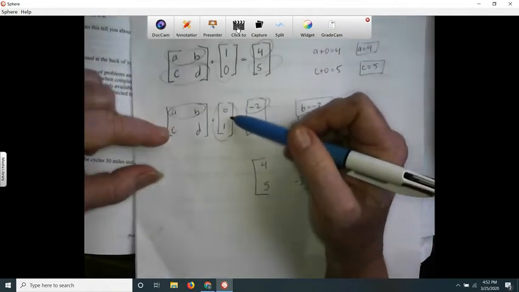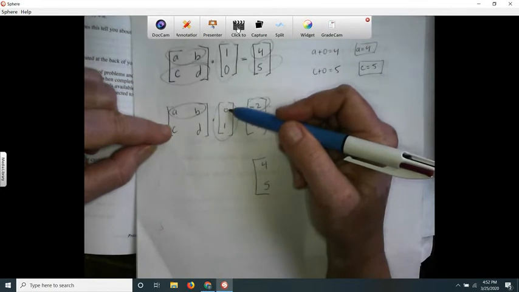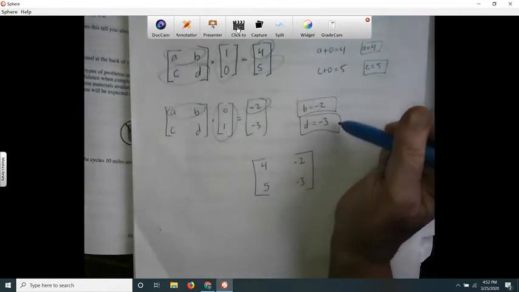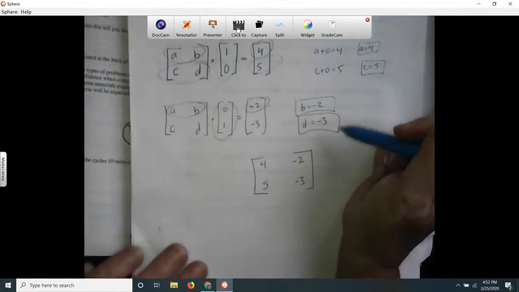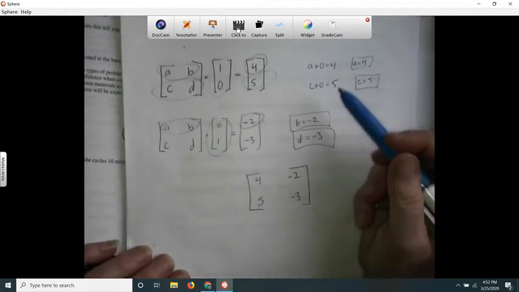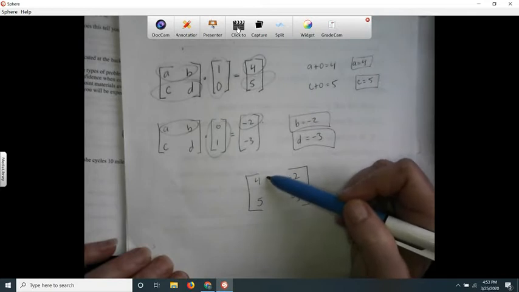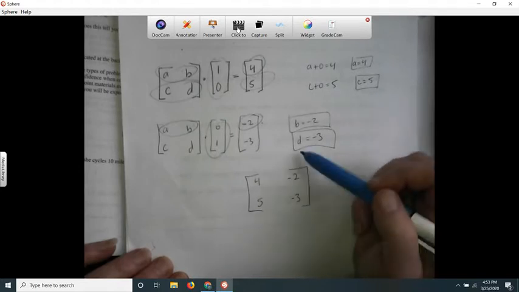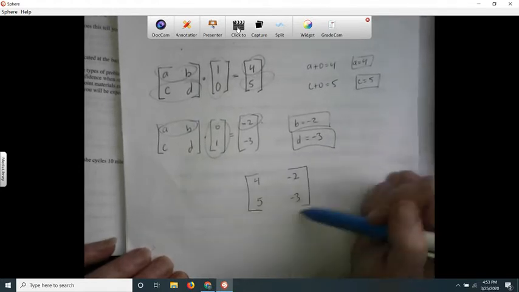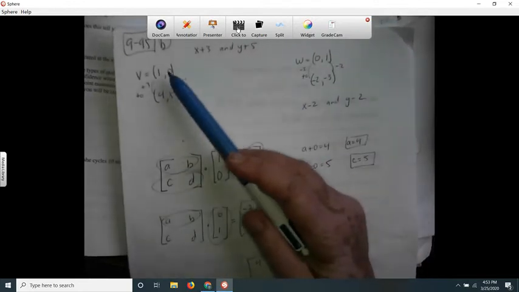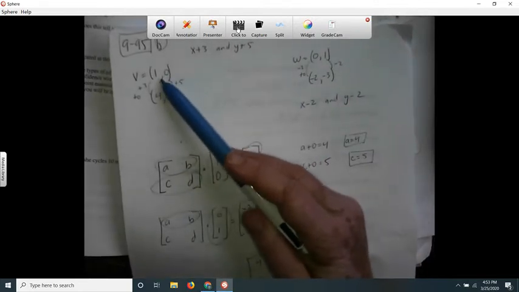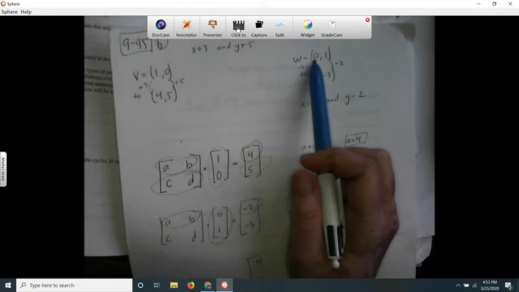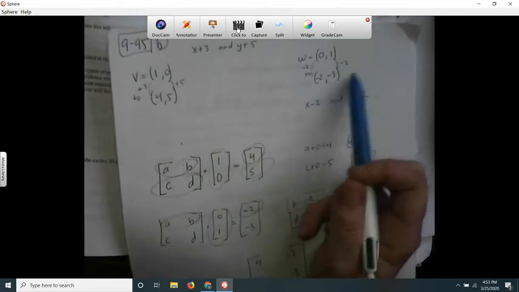And you might be seeing a pattern here by now. C times 0 plus D times 1 is equal to negative 3. So D is negative 3. So I just put all these numbers in here where they go. A was top left, B is top right, C goes down here, and D goes down here. So this is a matrix that would move vector V from (1, 0) to (4, 5), and it would also move (0, 1) to (-2, -3).